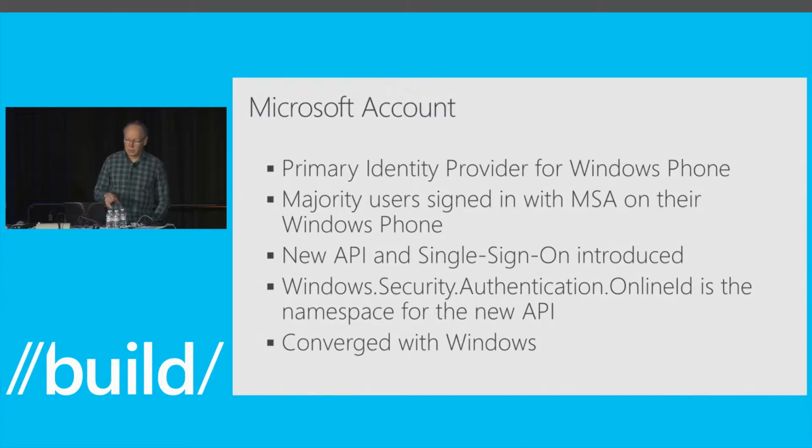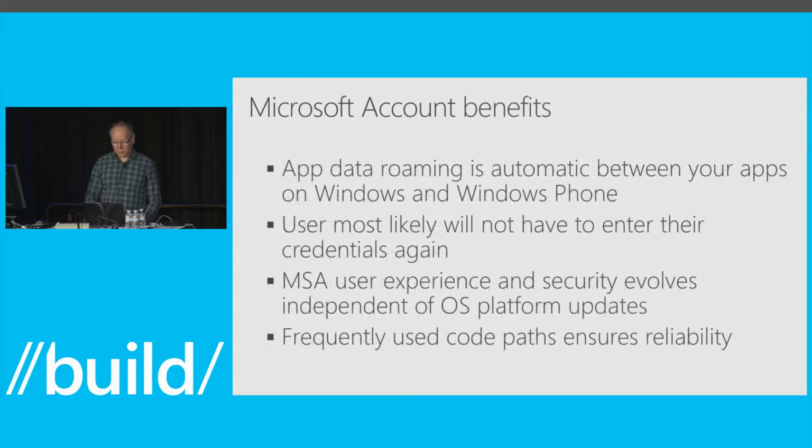To get those tickets, you need to use the new API, which includes single sign-on. Because we link the primary MSA to the device, once the user has signed in once, there is no need for the user to sign in again. So every service or app that requests a ticket beyond the user sign-in point will not trigger a new sign-in. The namespace with the API is windows.security.authentication.onlineid. And we'll take a look once we've gone through some of these benefits.